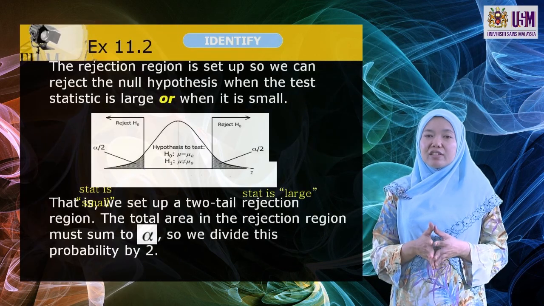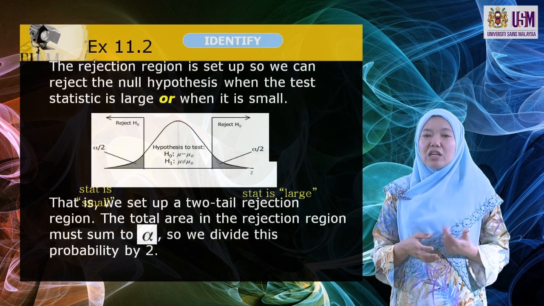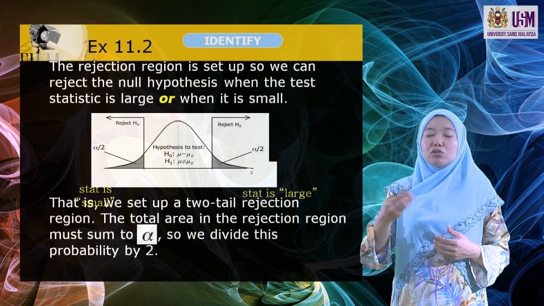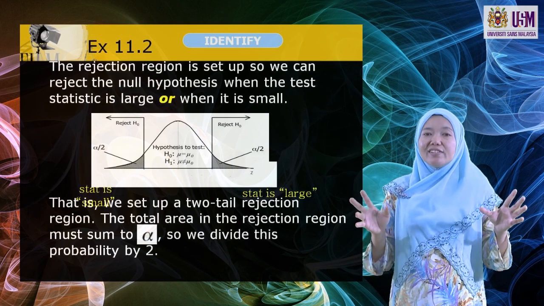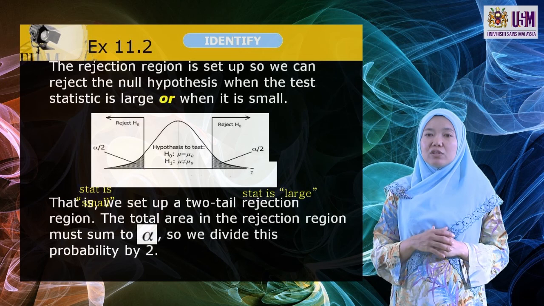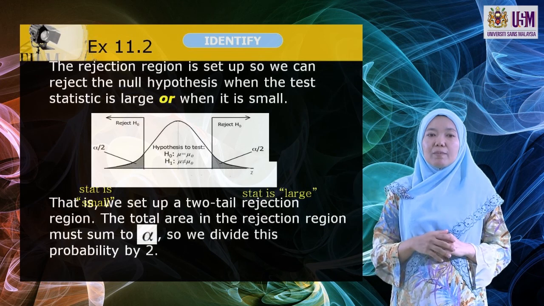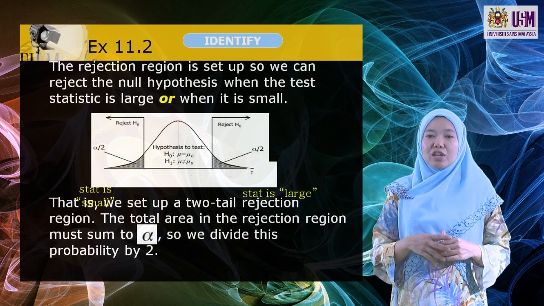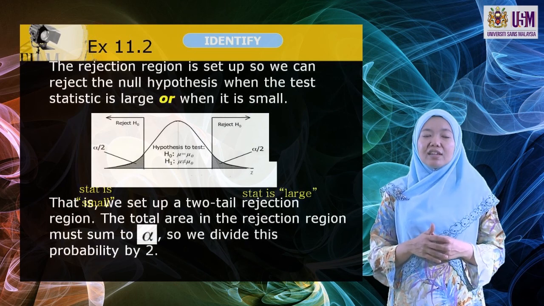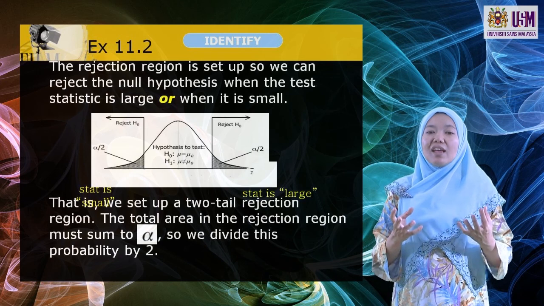The second step of hypothesis testing in example 11.2 is where you need to sketch. Based on the null hypothesis and H1, mu does not equal mu something, you know that it's a two-tailed test. So the rejection region is set up so that we can reject the null hypothesis when the test statistic is large or when the test statistic is small, because it's two-tailed. You have the sketch there on the screen. The right-hand side is where the statistic is large, and the left-hand side shaded area is where the statistic is small. So we set up a two-tailed rejection region.